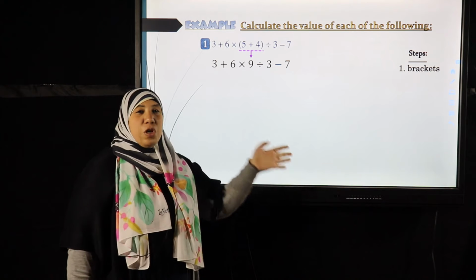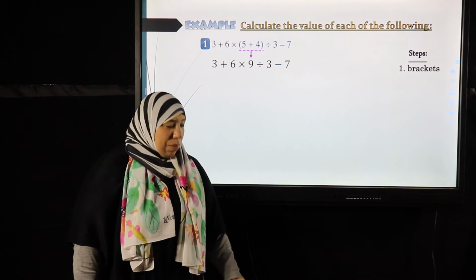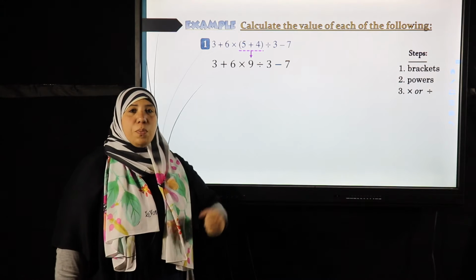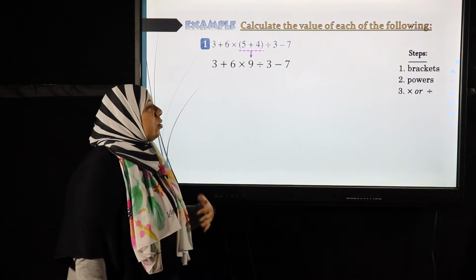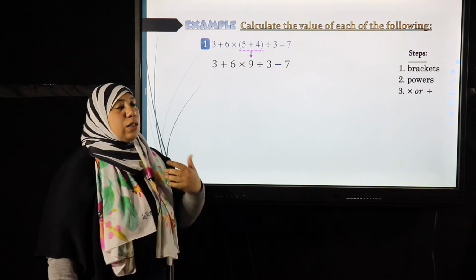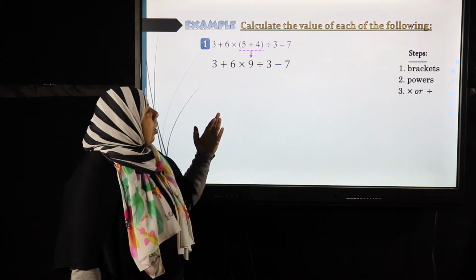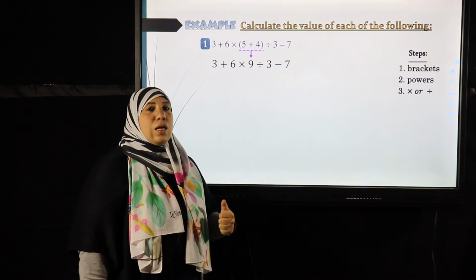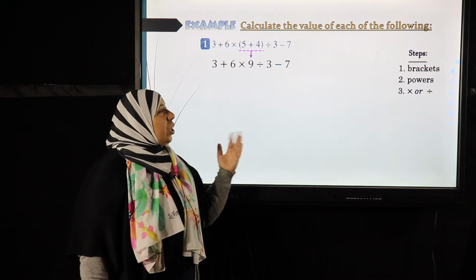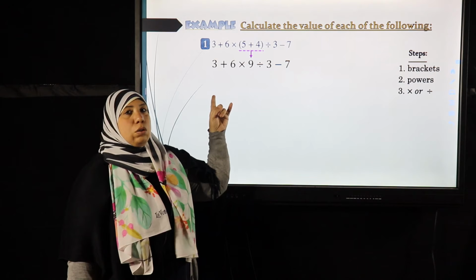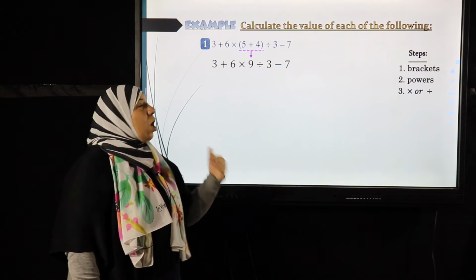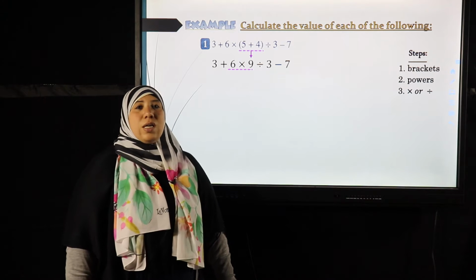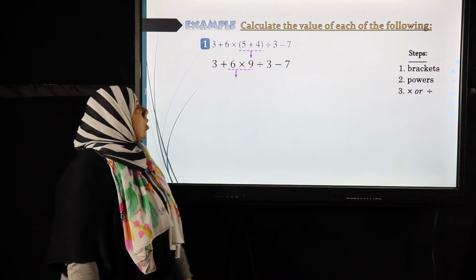Again, now I have several operations. I have step number 2, which is powers. I have no powers here, so I will go to number 3, which is dividing or times. Here I have times and divide. What should I do first? 6 times 9 or 9 divided by 3? As we said in the last slide, we make the operation from left to right. Don't do plus. Plus is the last step, so I will go to multiplication. What comes first here is 6 times 9.